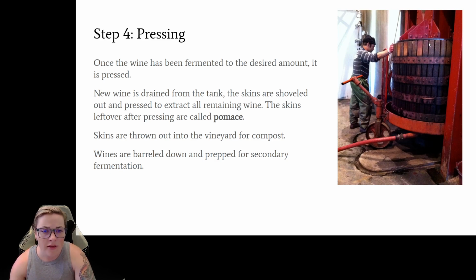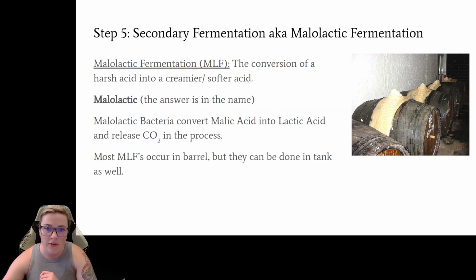And once that's done, the skins that are left over are actually called pumice. So we have must during fermentation, and then we have pumice after fermentation, right? And oftentimes that pumice is thrown out into the vineyard for compost. Some people do rehydrate it and make piquette and other things, or grappa. There are a lot of other things that you can do with that, but that is what is happening at this point, right? Then once that's done, that newly fermented wine is taken to barrels or to another tank, and is prepared for its second fermentation. So there's 2 fermentations in red wine making, 99.9% of the time.